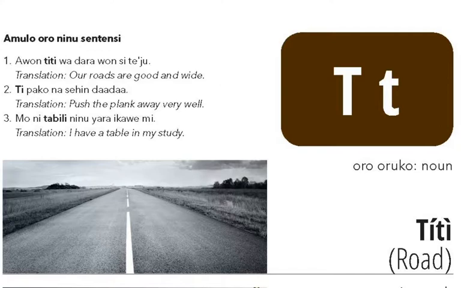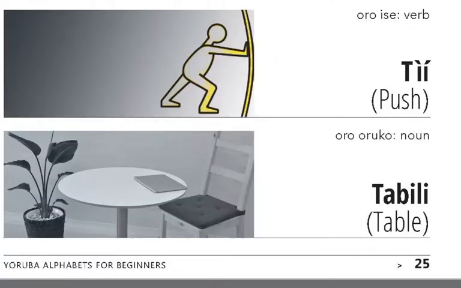The next alphabet, T. This is easy. T in English is T in Yoruba. No variance. T, E, T, E, T, T, road. T, push. That's the noun or the verb of doing, the act of doing. T, you know, push. You can see the picture, the guy pushing, you know, whatever.